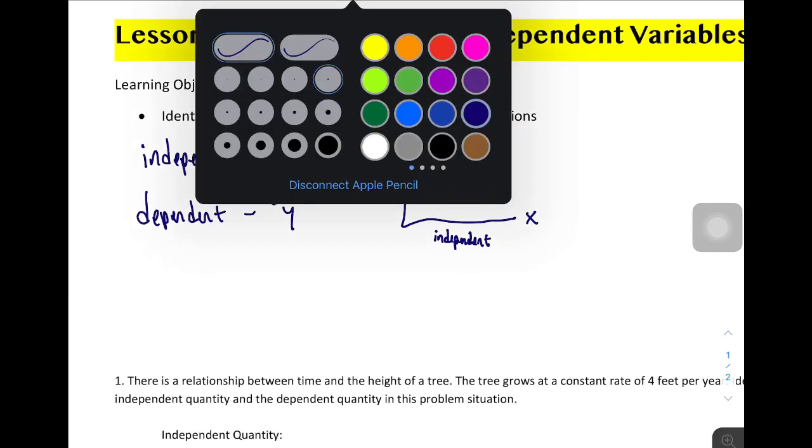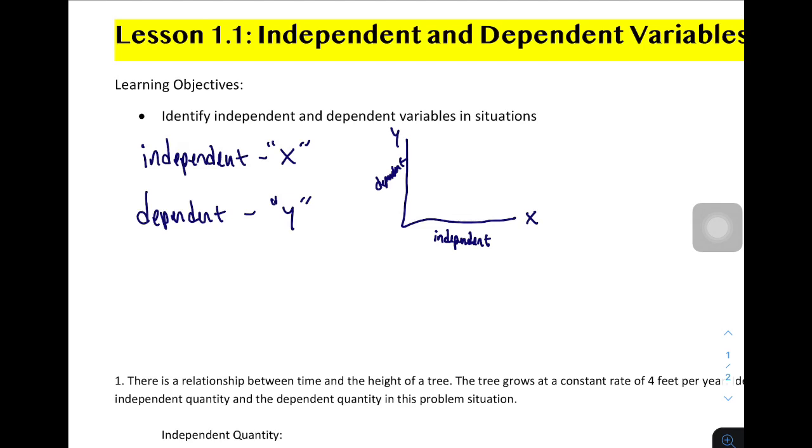A couple things. First thing is that usually when we're talking about actual context, actual situations, time is usually independent. About 99% of the time, if time is a variable, it's probably going to be the independent variable. All right, I put that in red. That's a pretty important thing.